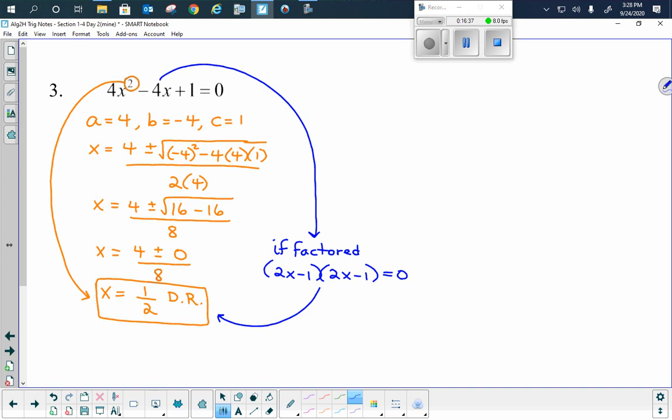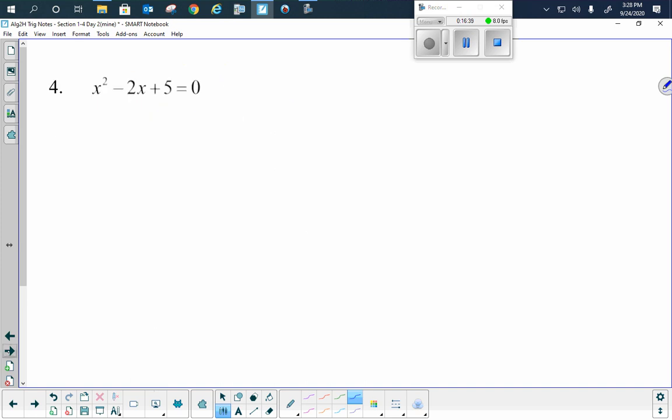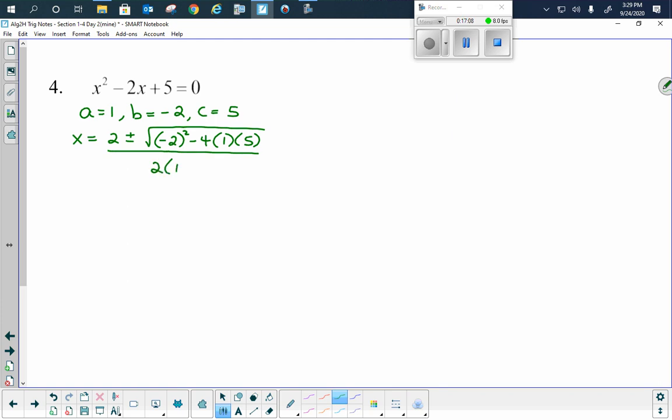Okay. And then one more here, if you want to try it yourself. A equals 1, B equals -2, C equals 5. All right, so x equals the opposite of b, so +2, plus or minus the square root of b squared, so -2 squared minus 4 times a of 1 times c of 5, all over 2 times a of 1.